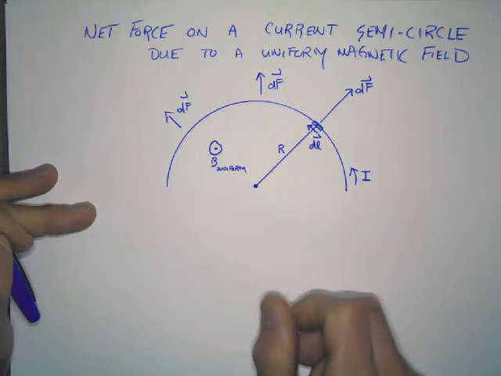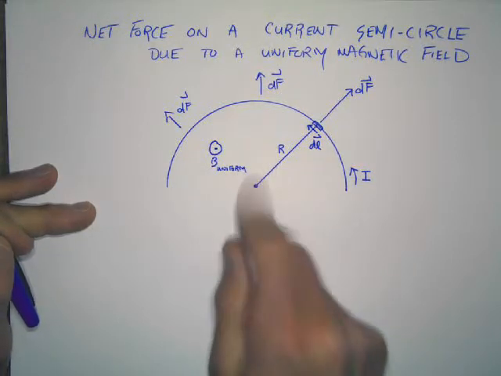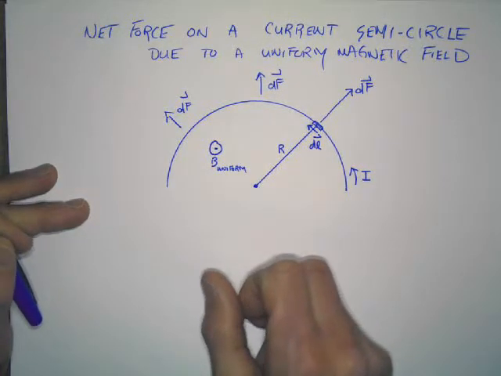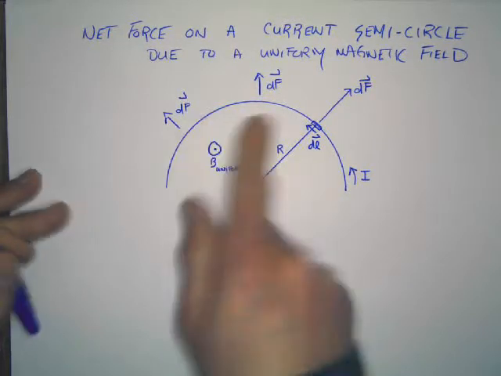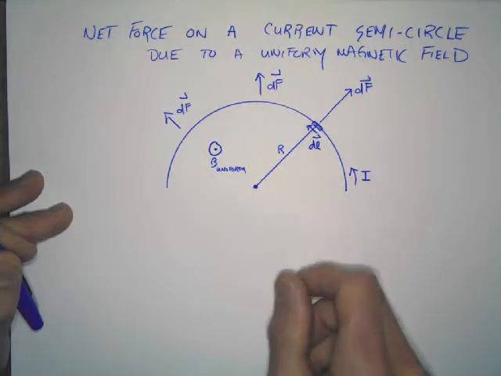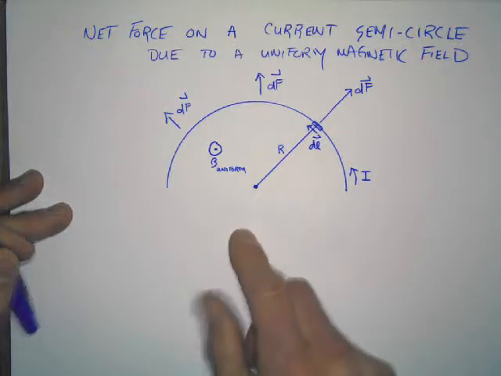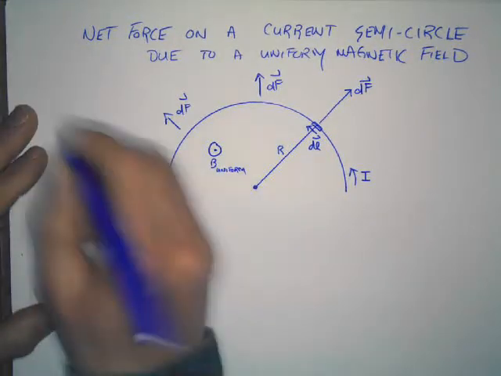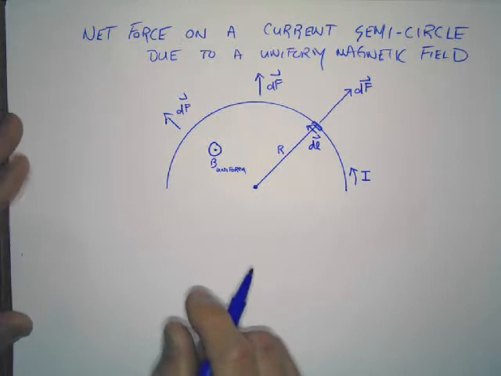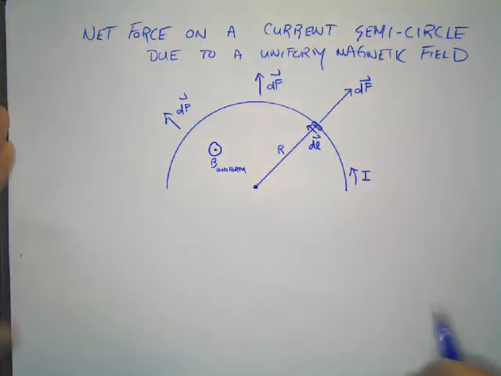In the vertical direction, however, we would expect that there should be a net force that results, and that's because every single vector that you draw in here has an upwards component to it. So there should be some net upwards force. Okay, so that's what we would expect to get when we complete the integration on the problem.